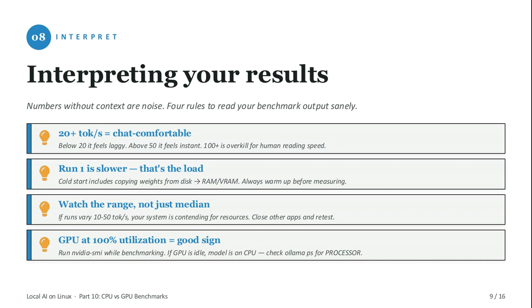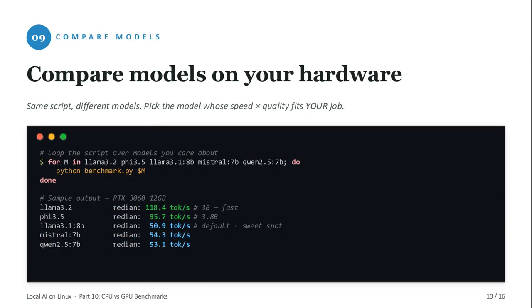That's just weights loading into RAM or VRAM. Watch the spread between runs. Wild swings mean something else on your box is fighting for resources. And keep nvidia-smi open. If the GPU is idle, your model silently fell back to CPU, which ollama ps will confirm under the processor field. Now that you can read the numbers, let's put them to work across models.